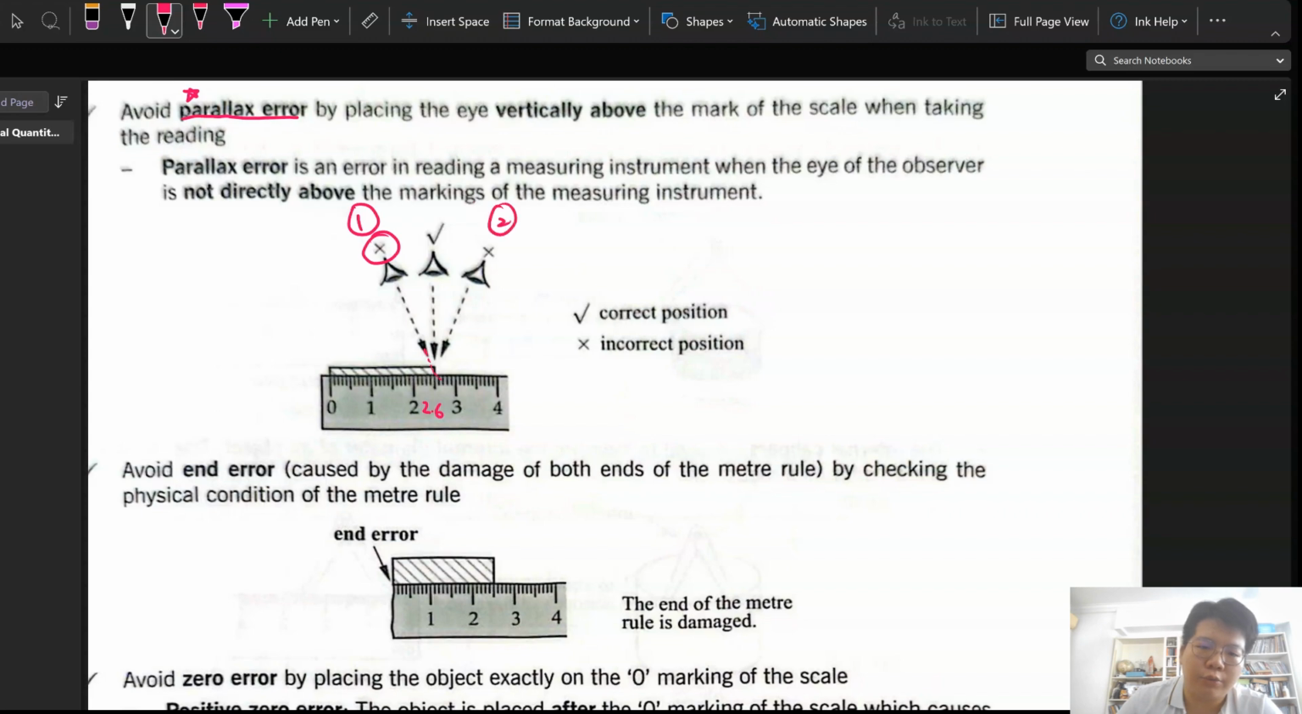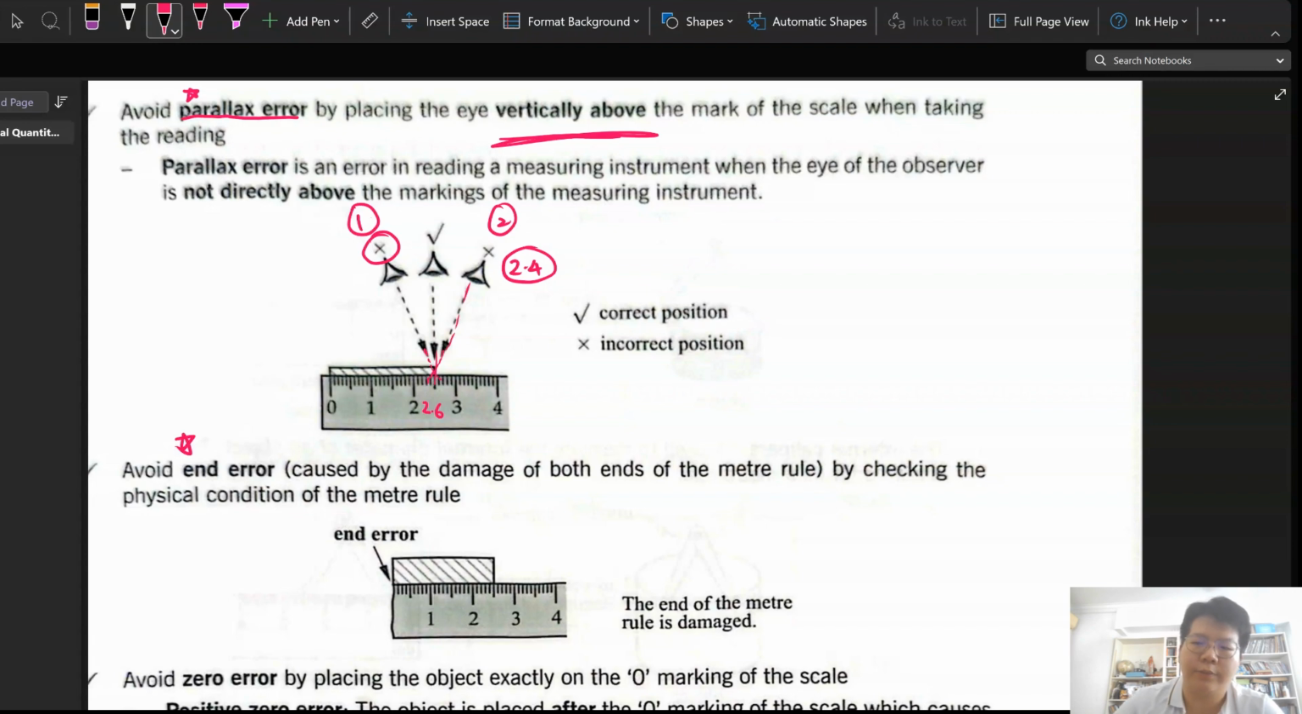And if we are at position 2, which is not vertically above the scale, our reading would actually be around 2.4 instead. So the only way that you should read correctly when you're reading a ruler is to look vertically above the scale, 90 degrees. And this will give you the most accurate reading. So to solve your parallax error, what you should do is to place your eye vertically above the mark of the scale when taking the reading.